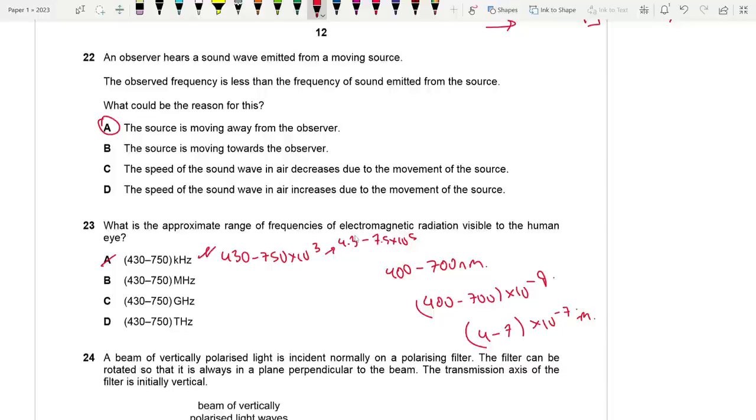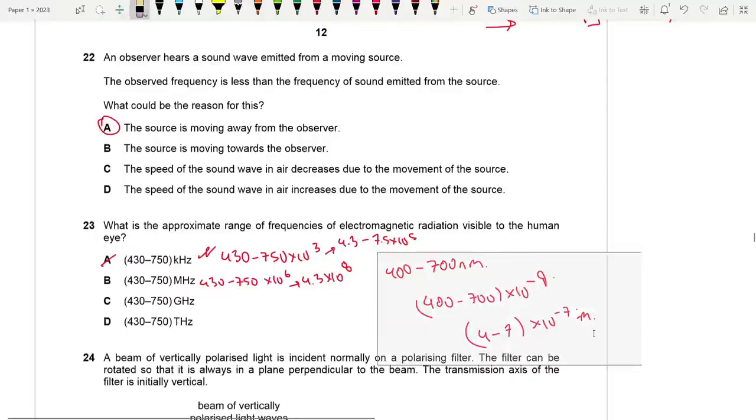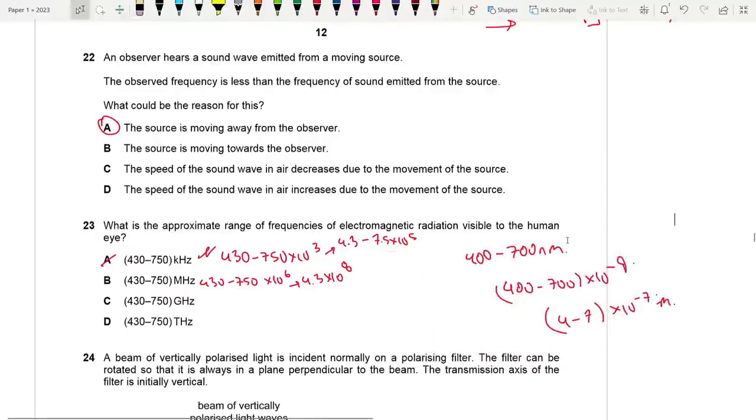Wrong, can't be A. For B it's 430 to 750 times 10 to the power 6, which is 4.3 times 10 to the power 128. Impossible. It should be minus 7. Oh, this is the frequency, right? Sorry, I messed up. Basically, I wrote the wavelength. My bad. I need to convert it to frequency.